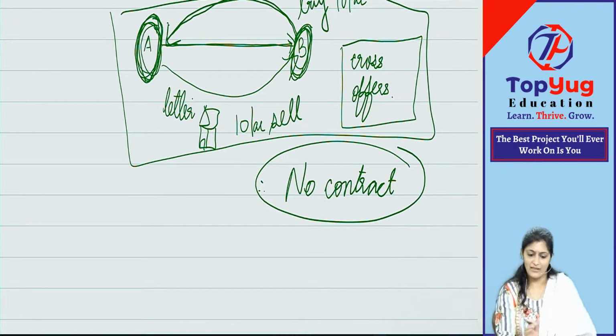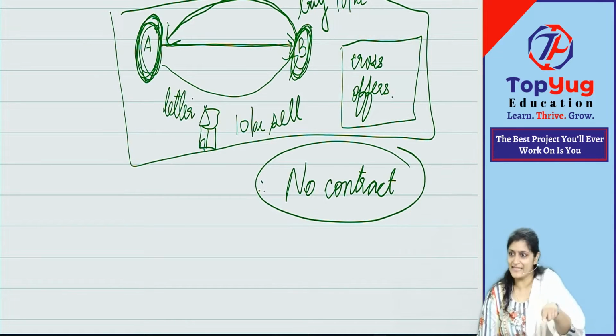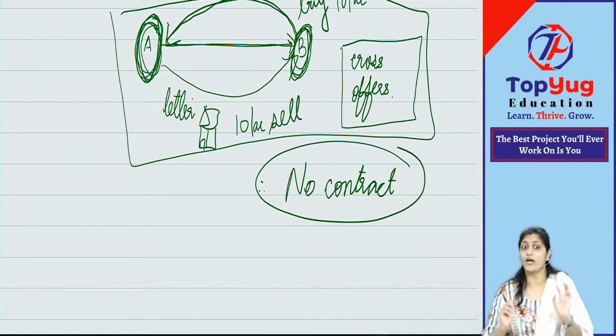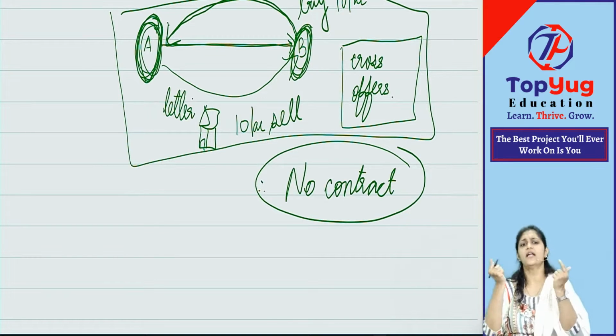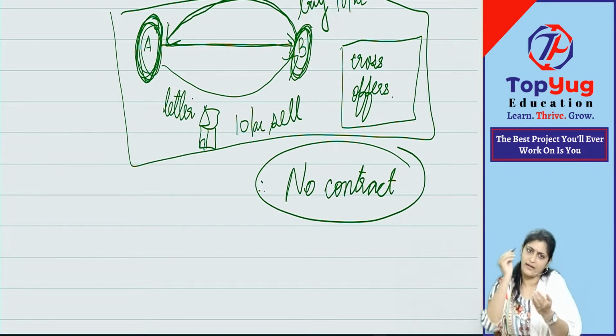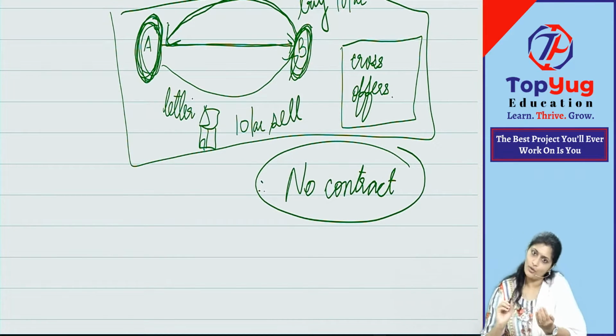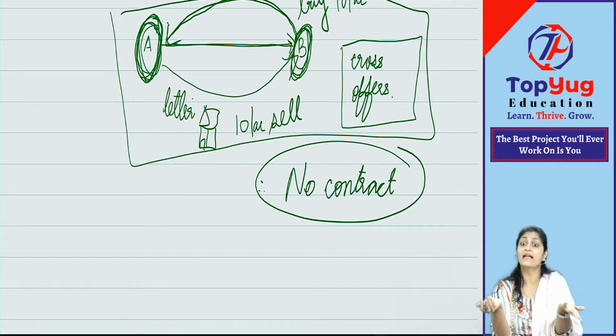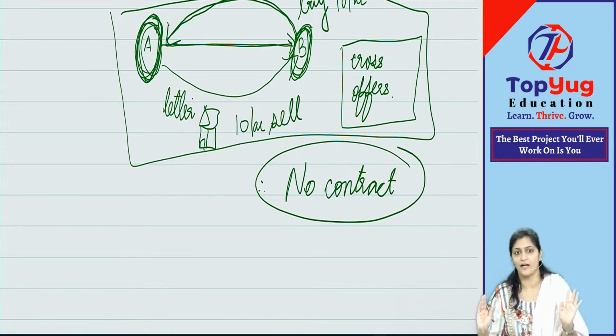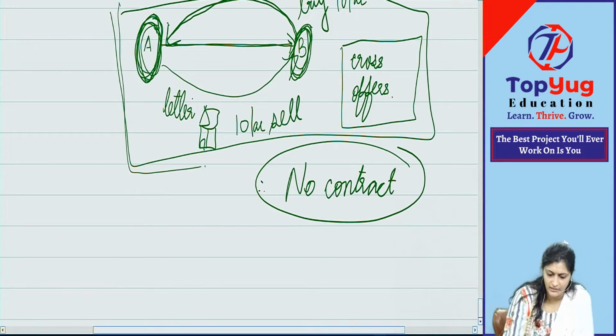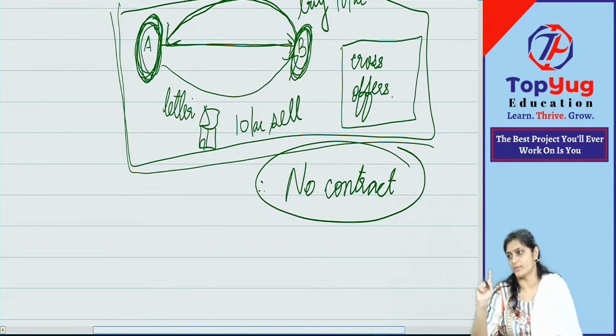In some time, 2 days, A's letter will reach B, B's letter will reach A. Then what will they know? Achha, we both wanted to do the same thing. Let us now enter into a new contract, a written contract. They will enter into a new written contract. It is then enforceable by law. But whatever happened here, this situation is not enforced.